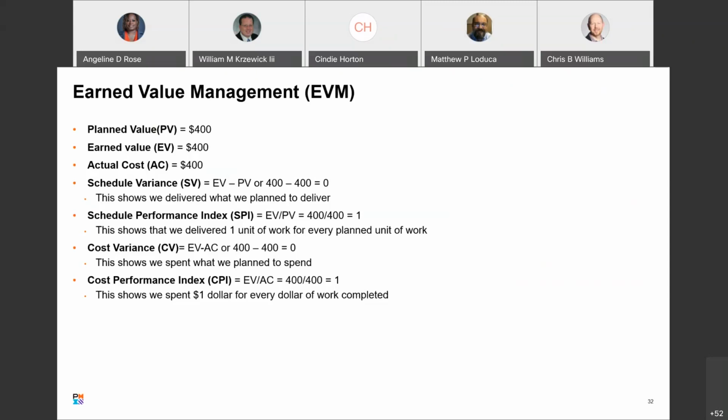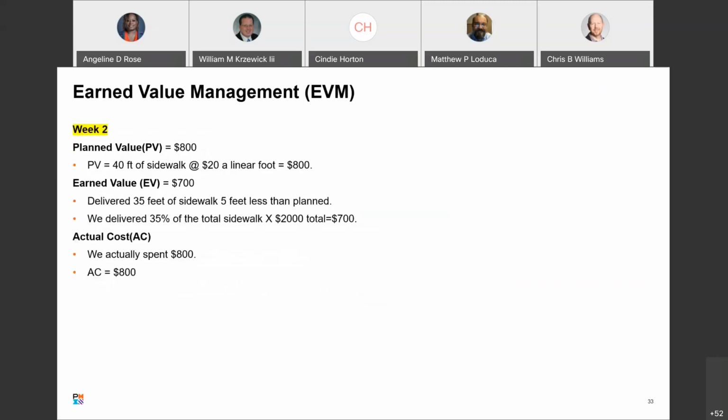And then here we have another index, CPI, Cost Performance Index. That's EV divided by AC. So again, the same components as cost variance, but it's divided. So 400 divided by 400 is 1. This shows we spent $1 for every dollar of work completed. So our cost and the earned value, we're right on track with 1. Okay, so we're going to see these again. So we're going to keep plugging through this.